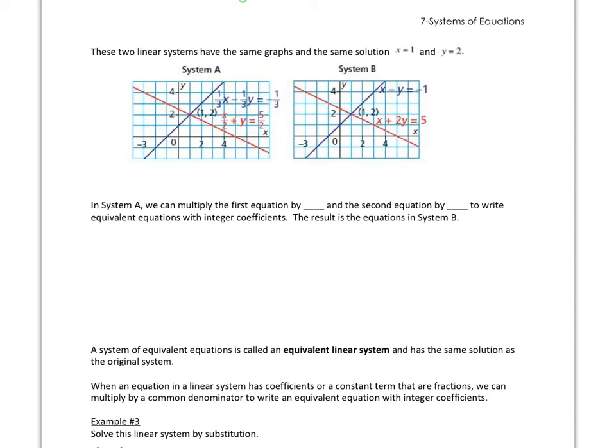So system A, we can multiply the first equation by 3 and the second equation by 2 to write equivalent equations with integer coefficients. The result is the equations in system B. So we're just going to show that here. So 1/3 x minus 1/3 y equals negative 1/3. If I multiply this whole thing by 3, I get, 3 over 3 is 1, so x. 3 over 3 is 1 here, so minus y. And 3 over 3 is negative 1. So that's the same. Therefore, these are equivalent.